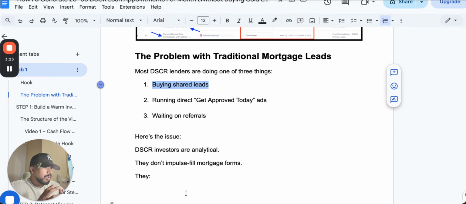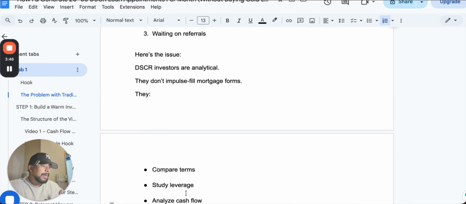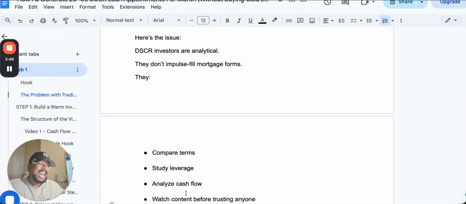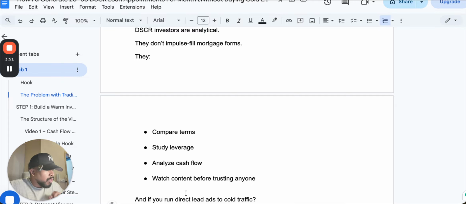DSCR investors are very number oriented, at least the ones who are highly interested and intentful, who really want to know about DSCR and are actually investors. They are very analytical as well. So they don't impulsively fill out a mortgage form. You won't find them filling out random forms. They open your Facebook or Instagram, and they compare terms, study leverage, analyze cash flow, and watch the content you post before they trust. And that's how it works with any kind of ad campaign.